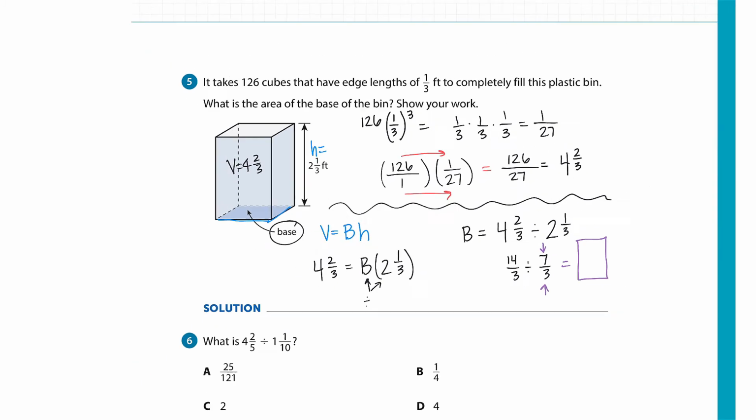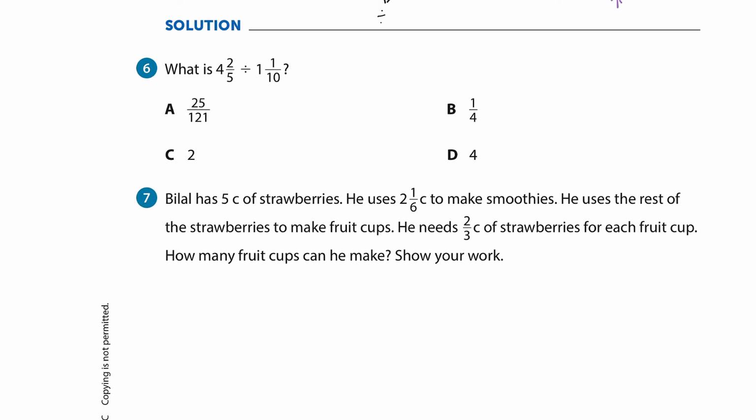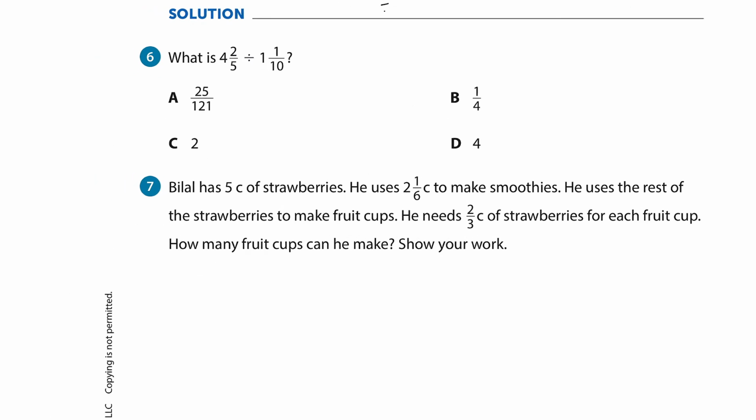Let's look at number 6. Number 6, what is 4 2/5 divided by 1 1/10? Well, because we have two mixed numbers here, what we're going to need to do is make these improper. Sorry, I'm squiggling around here. So let's do, this one will be in red, and this one will be in blue. Okay, so we're going to do 4 times 5 is 20 plus 2 is 22 over 5 divided by 10 times 1 is 10 plus 1 is 11, so 11/10.